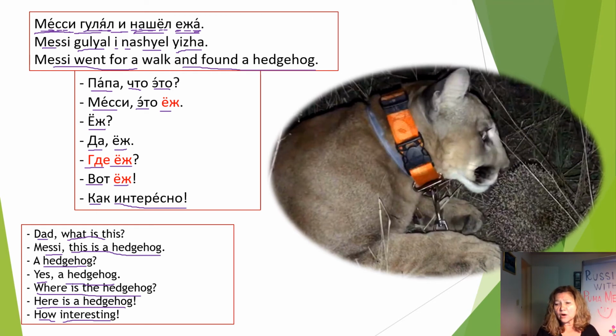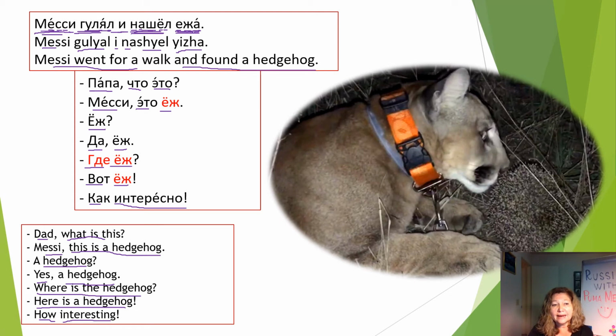I really feel sorry for our letter Ё, because it's such an important letter and it was made to lose its dots. And when we read ежа, it assimilates. Месси гулял и нашел ежа. These two verbs are in the past tense, third person masculine: to walk, to stroll, and to find. And now it's very easy to read.